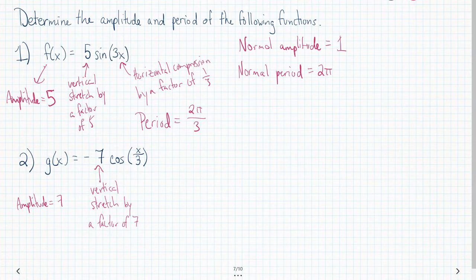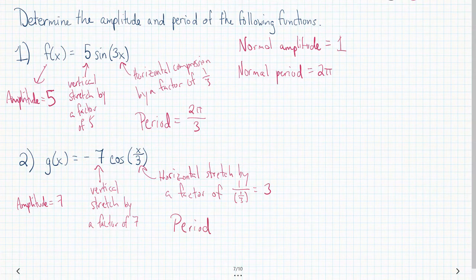And then on the other case, the period, this is a horizontal stretch by a factor of, so it goes 1 divided by 1/3, which equals 3. So we've got to multiply that 2 pi by 3. So you get your period equals 3 times 2 pi, which is the same thing as 6 pi.